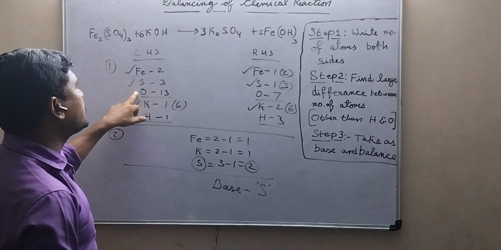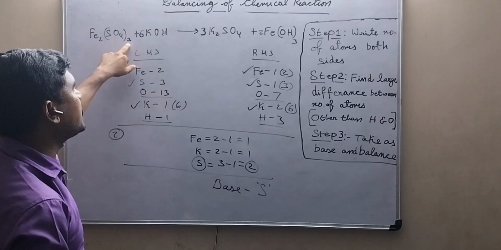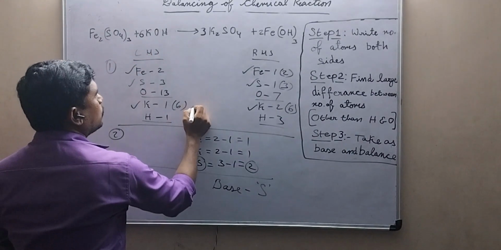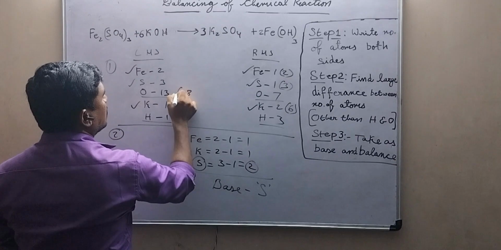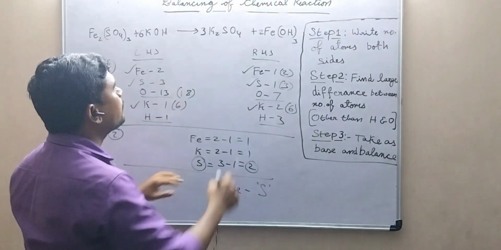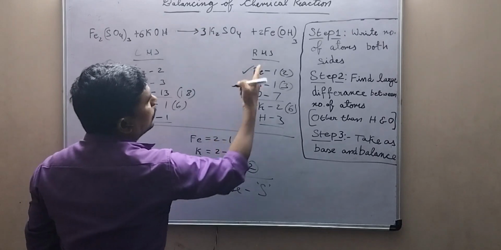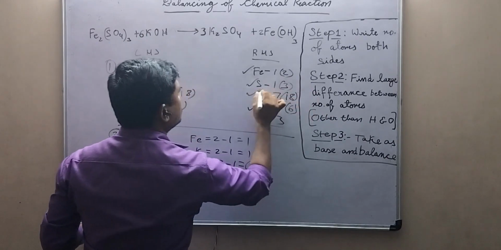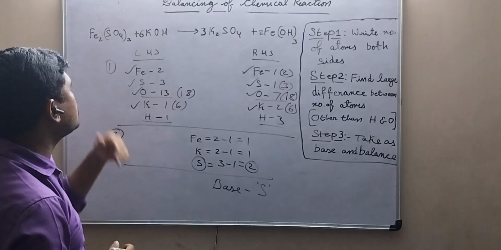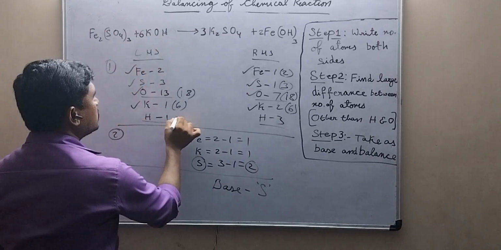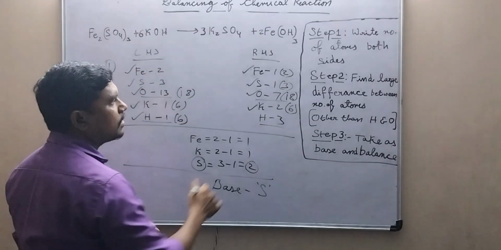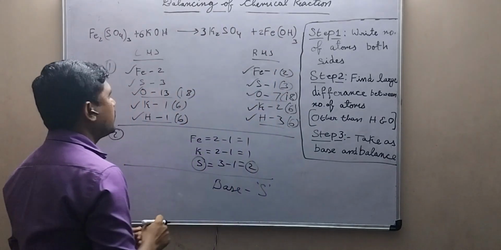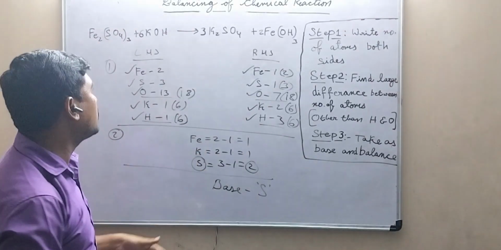Let's check oxygen. Oxygen how many? 4 plus 3, 7. 4 threes is 12. 12 plus 6, oxygen 18. Now on other side, 4 threes is 12. 12 plus 3 twos is 6. Again 18. So oxygen is also balanced. Now check the hydrogens. 6 hydrogens on LH side. Next, 3 twos is 6 hydrogens on RH. So all the atoms are balanced.